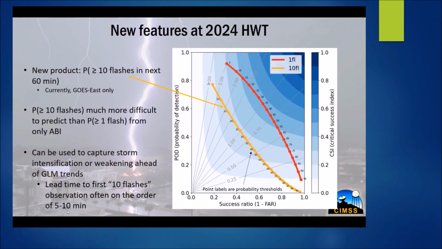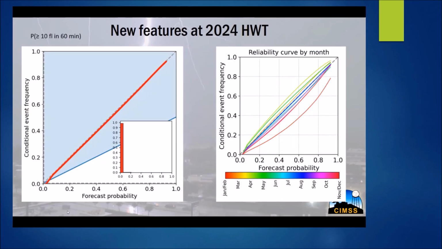Probability of 1 flash might be more useful to use as a storm is developing. The probability of 10 flashes is very well calibrated. There's a bit more spread in the reliability curves by month, however.